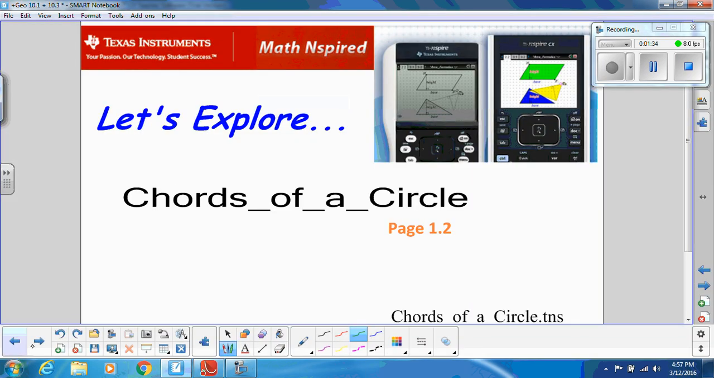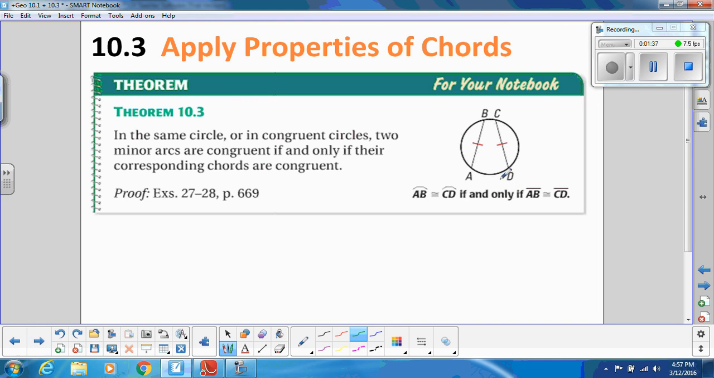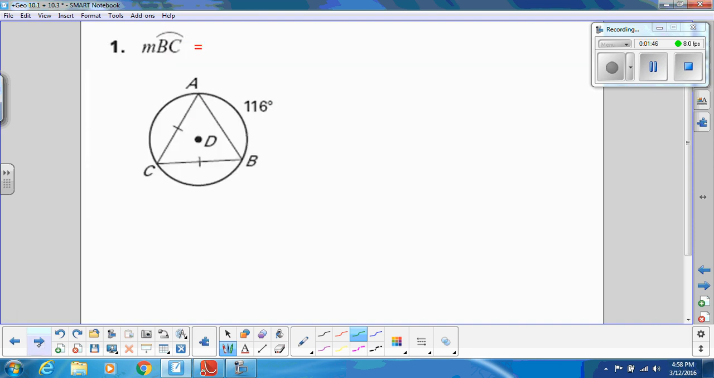So what we can conclude from that is if we have, in the same circle or in congruent circles, two minor arcs are congruent if and only if their corresponding chords are congruent. And this you might have seen before when you're doing some other work. So if I know that this arc right here is 116 degrees, and these two chords are congruent, that means that these arcs have to be congruent. Okay, so arc CB has to be congruent to arc CA.